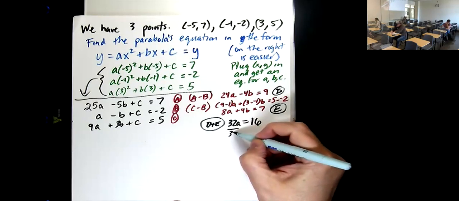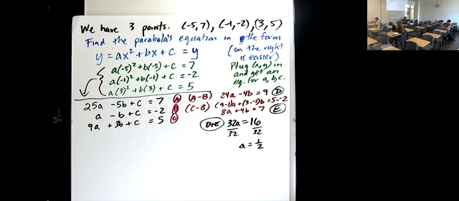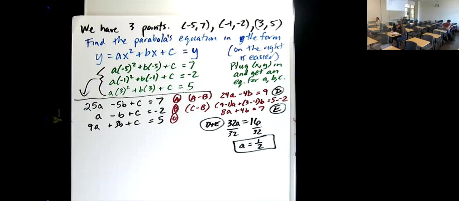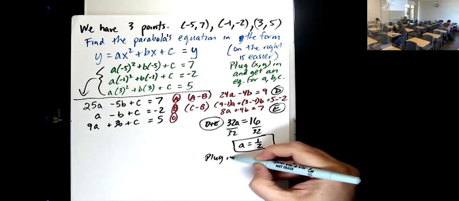This sucks. We're going to have a fraction. There's no avoiding it. A equals 1/2 if we reduce it. I'm going to put a box around it so I don't lose it. I'm going to go back up into D or E and plug it in and solve for B. I think E has got smaller numbers overall, so I'm going to plug it into E.